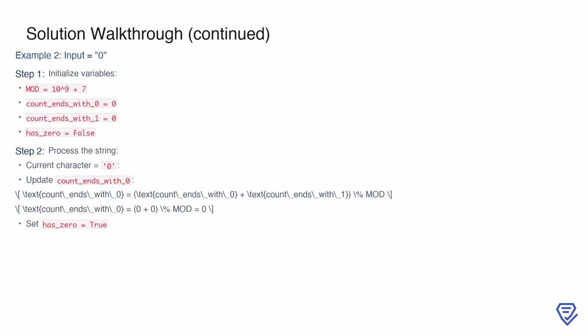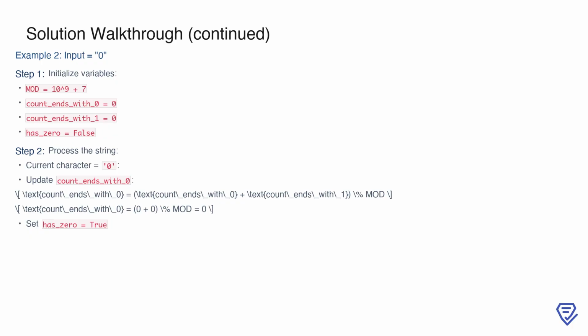Now consider the second example with the input string 0. Again, we initialize our variables. Mod is set to 10^9 + 7, count_ends_with_0 and count_ends_with_1 are both set to 0, and has_0 is set to false.